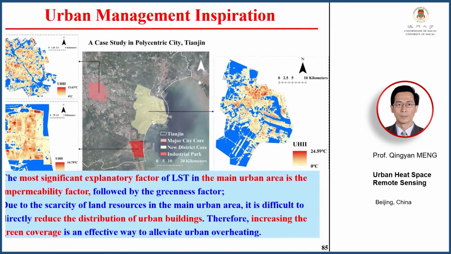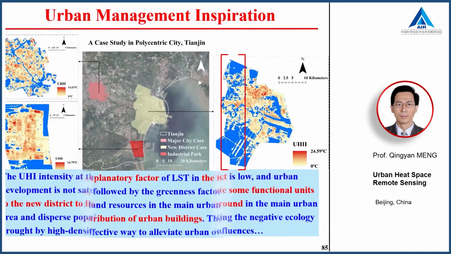Due to the scarcity of land resources in the main urban area, it's very difficult to directly reduce the distribution of the urban buildings. Therefore, increasing the green coverage, urban green space, is a very effective way to alleviate the urban overheating.